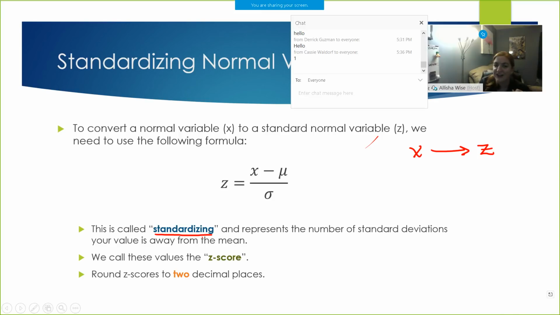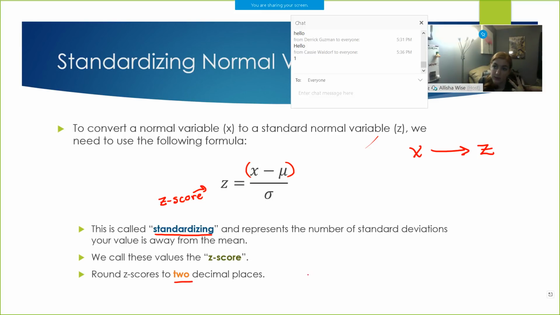Standardizing the value, okay? Standardizing the number. So what we do to calculate our Z score, we take our X value, we subtract our mean, whatever our mean is, and then we divide by sigma, our standard deviation that's given to us. So this is how we calculate our standard normal: X minus mu divided by sigma. Now Z scores are going to be rounded to 2 decimal places.